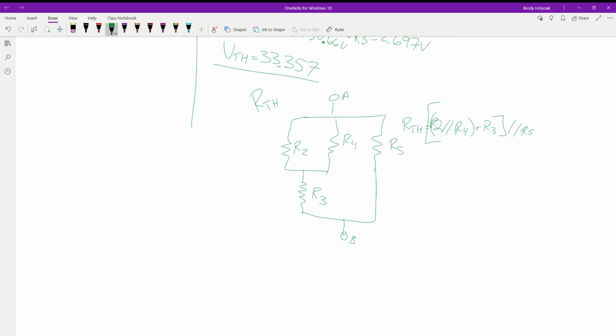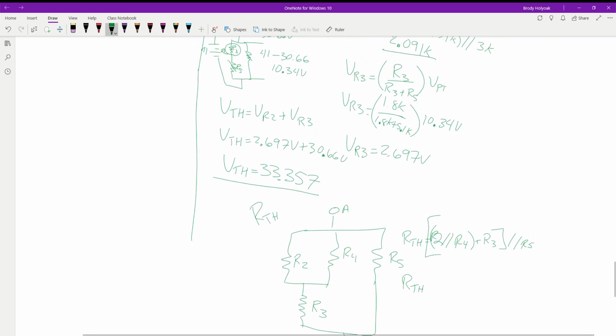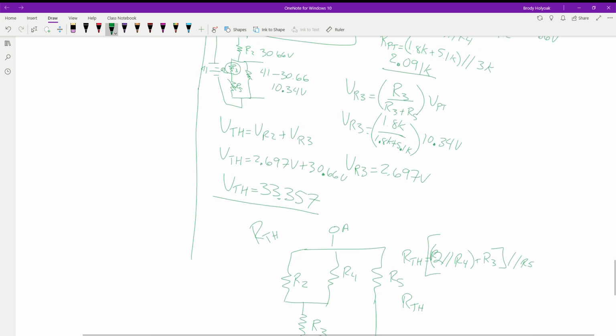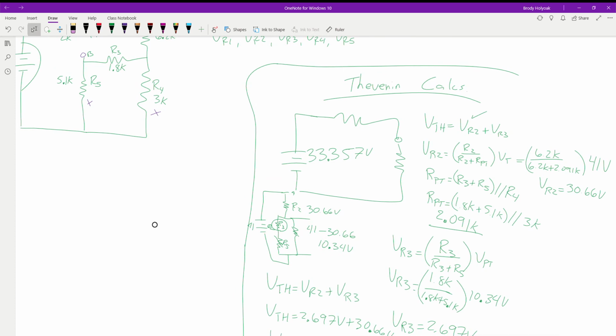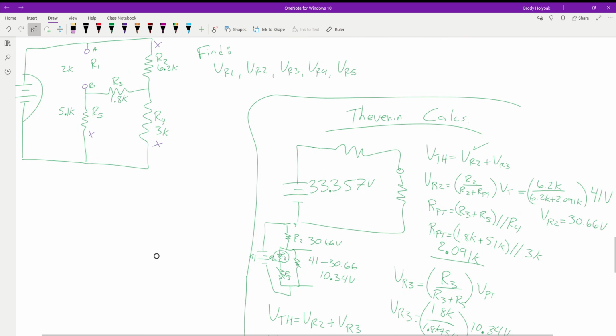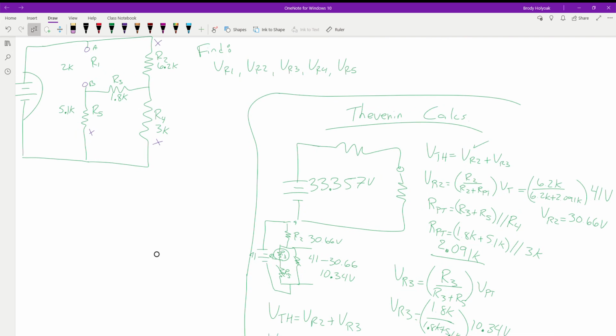Okay, so our Thevenin. So let's start putting in these values. So we've got R1 is 2K, R2 is 6.2K, R3 is 1.8K, R4 is 3K, and R5 is 5.1K.